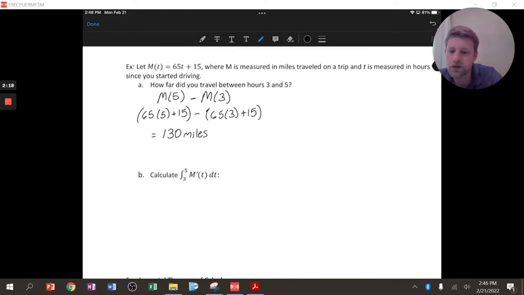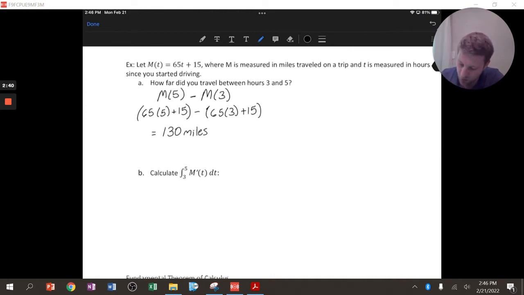Okay, so that looks good. Now let's consider how we would calculate the following integral, the integral from 3 to 5 of M prime of t dt. So we haven't worked with calculating integrals with calculus quite yet, but let's consider just setting this up and seeing how far we can get. So we have the integral from 3 to 5. This is a definite integral.